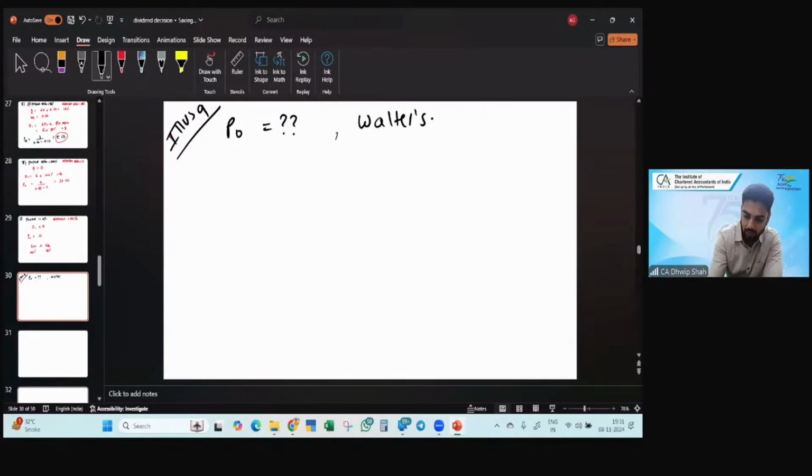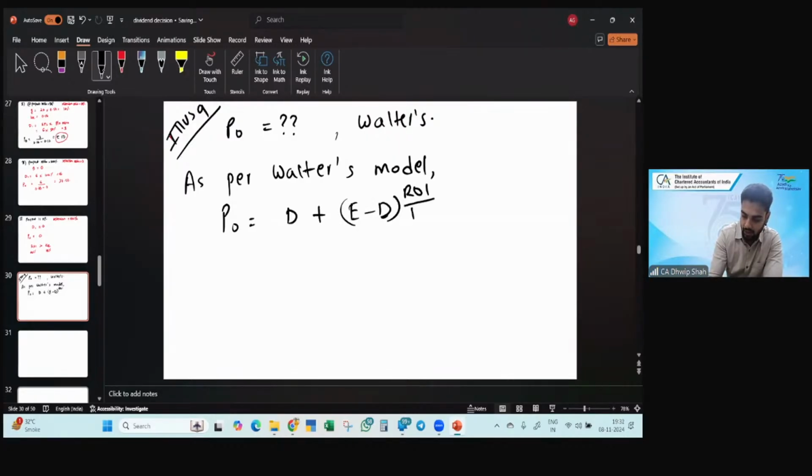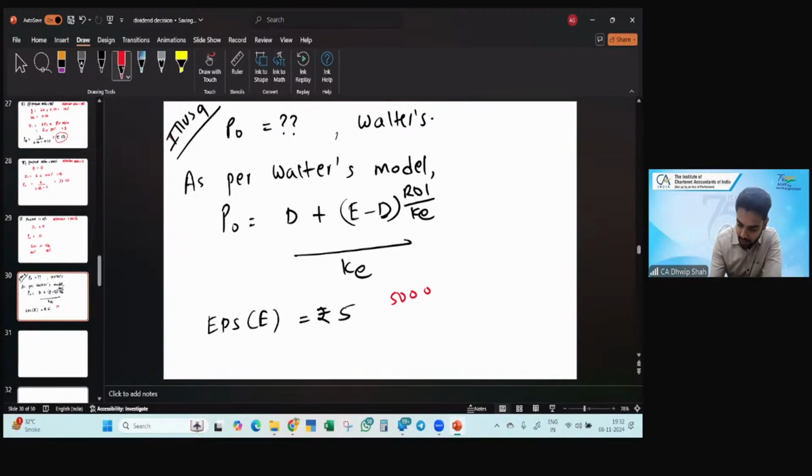So let's calculate. First of all, you have to write down the formula, even in your exams as well. First task is to write down the formula. P0 is equal to D plus E minus D, ROI upon KE, the whole upon KE. Now let's try to find each and every variable. Can I say earnings per share, which is nothing but E, is rupees 5? 5 lakh is my total earnings for all the equity shareholders and my number of equity shares are 1 lakh.